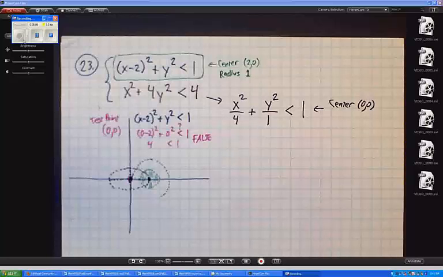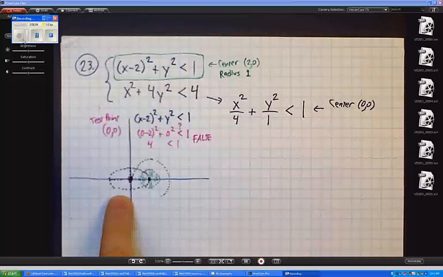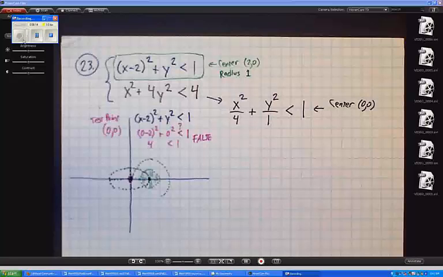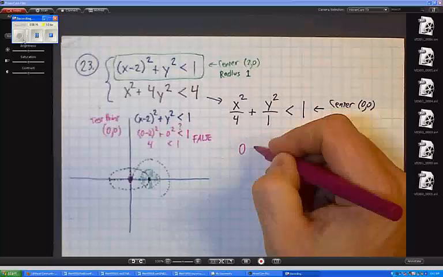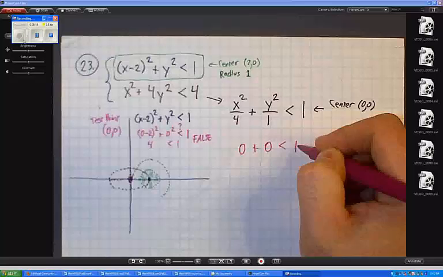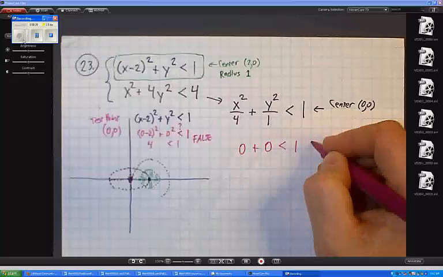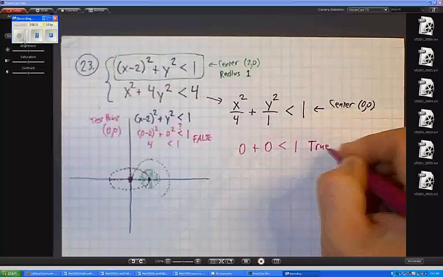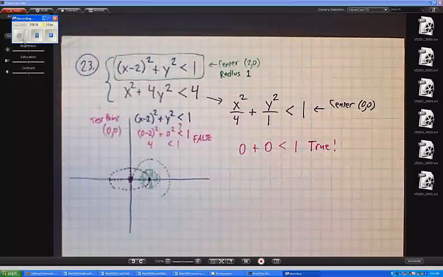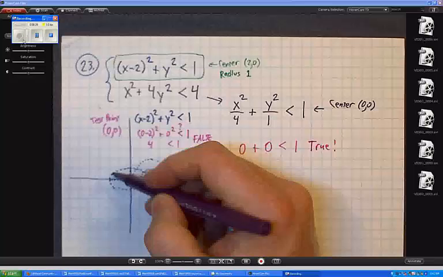So now let me think about the ellipse. Well, same deal, right? We could test 0, 0 and see what happens. 0, 0 is inside the circle. So let's try it. 0 plus 0 less than 1, what do we say? True. So where am I shading for the ellipse? I'm shading in here, right?